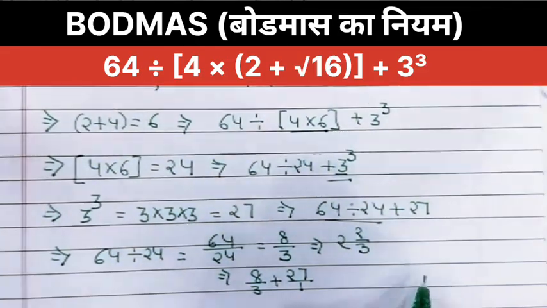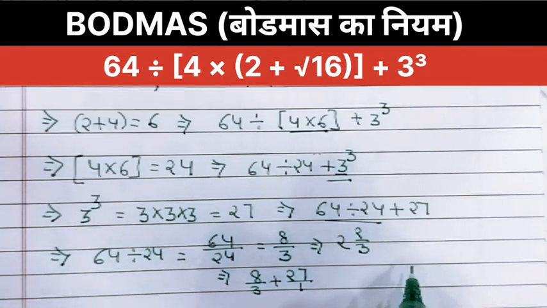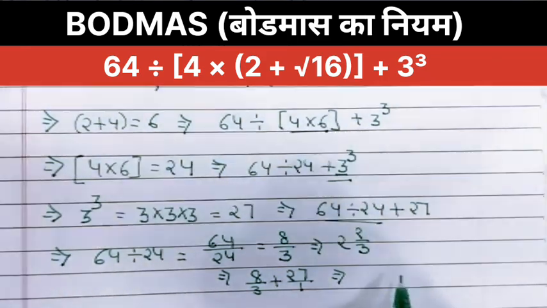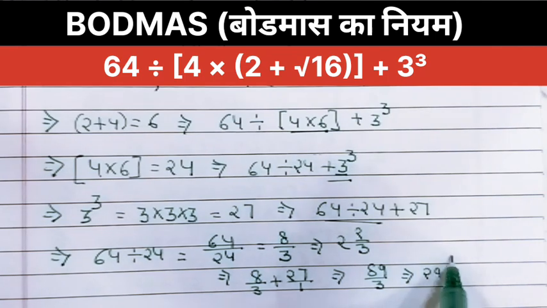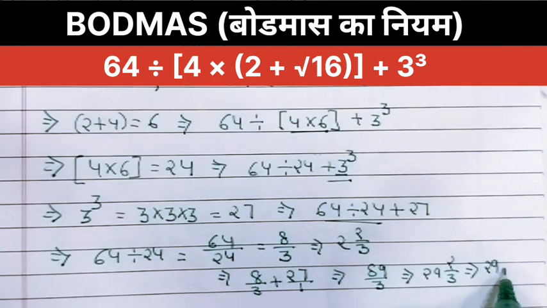So now the next step, perform the final addition. We can add the values, and after adding, we take the denominator the same, and we'll get the answer 89 upon 3. We can also write it down in mixed fraction. We can also write it down in decimal. 29.67 is the final result.